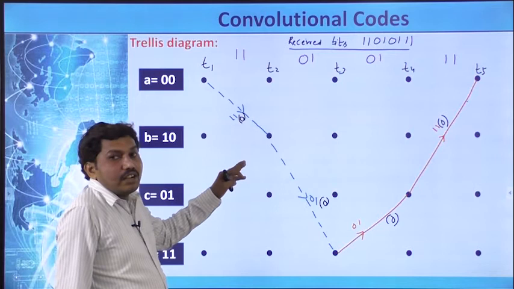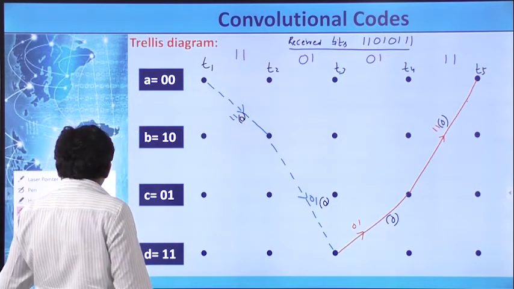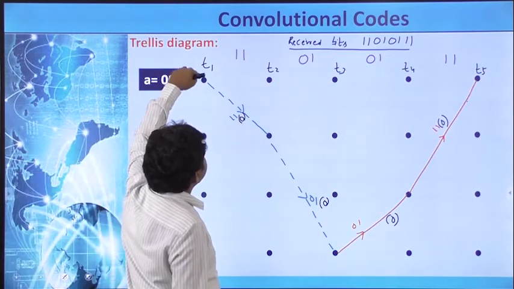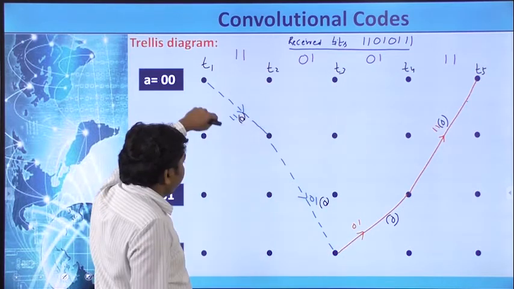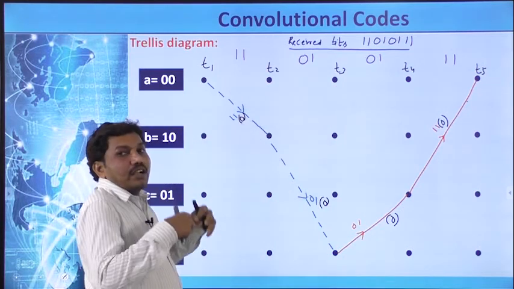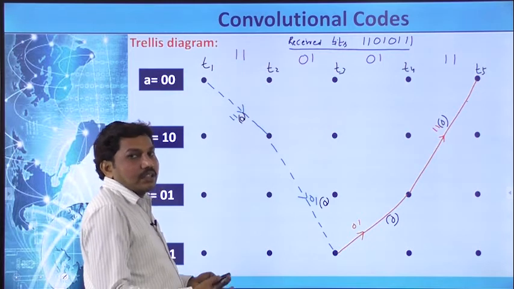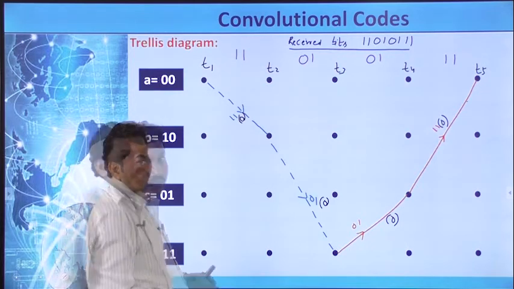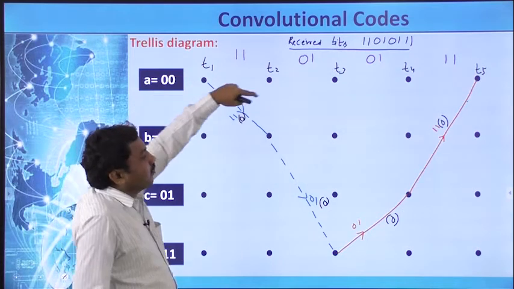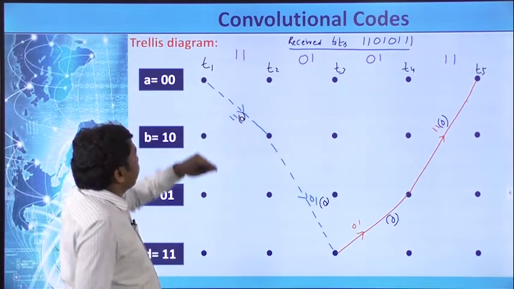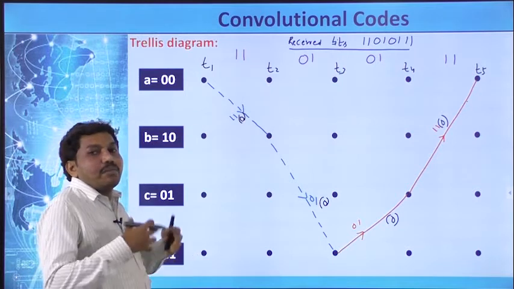So this is the final sequence. This is the starting node, that one is the ending node. Now we will write what the decoded bits are, that means the input bit sequence. This is the final path from starting node to ending node. So how to write the decoded message bits?